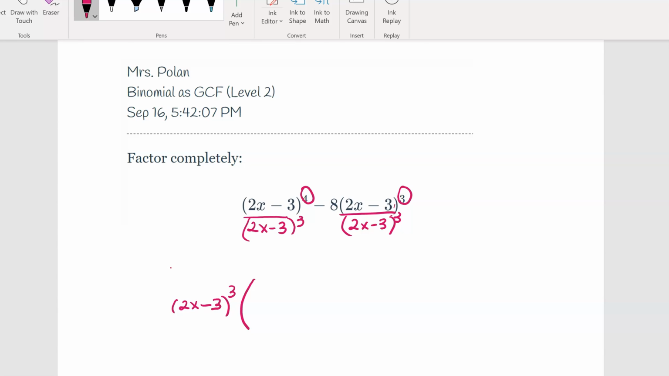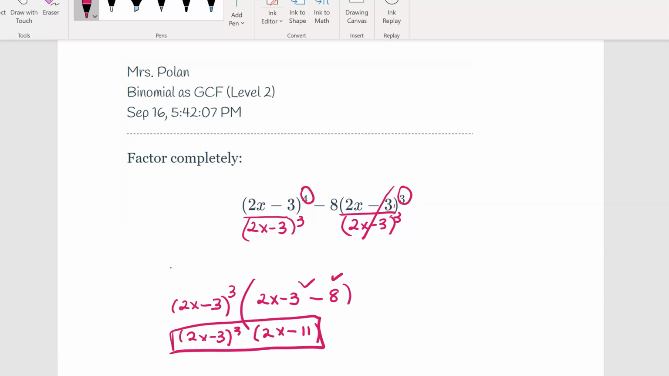For the first term, I keep the base and subtract the exponent, and I'm just left with 2x minus 3 raised to the first, which is just 2x minus 3. For the second one, since they both have the same exponent, it reduces to 1, and I'm left with minus 8. I combine like terms on the inside of the parentheses. Negative 8 minus 3 is equal to 11. So this should be my final answer. I'm just going to clean this up. That's why you should use pencil.